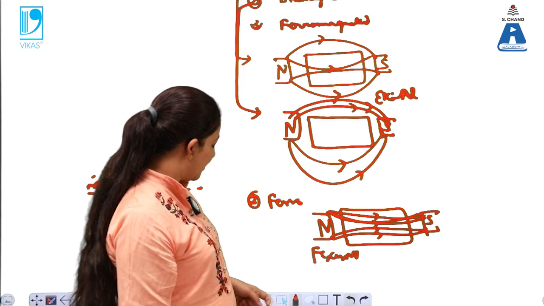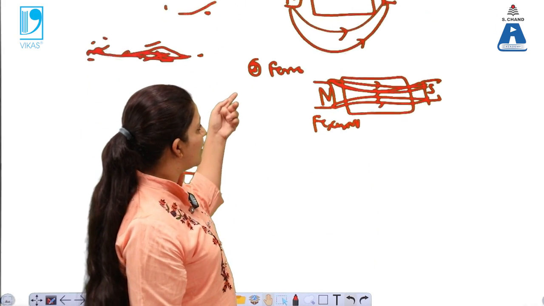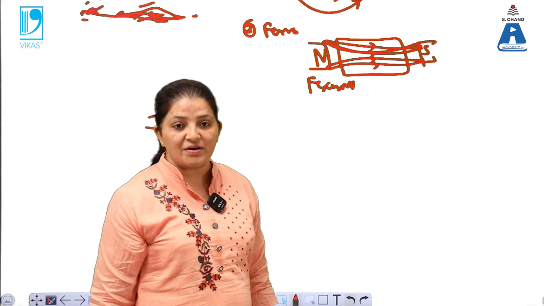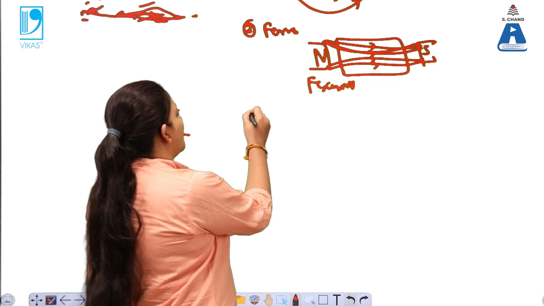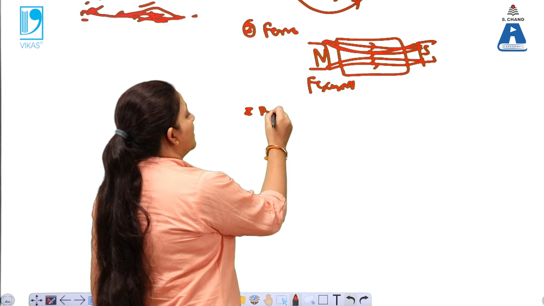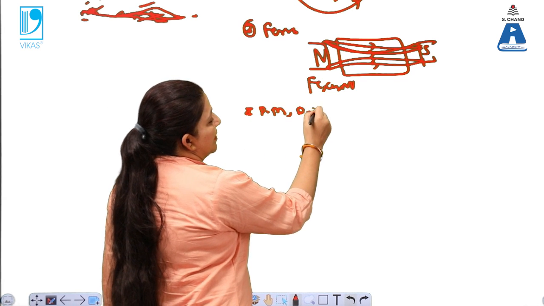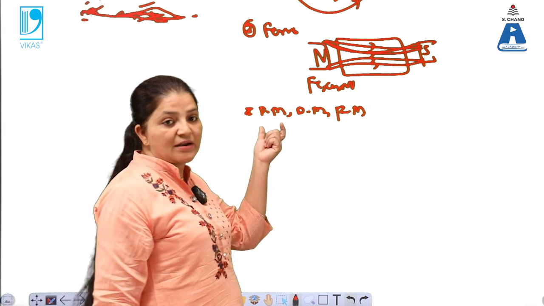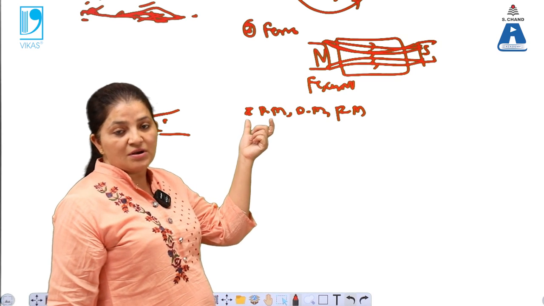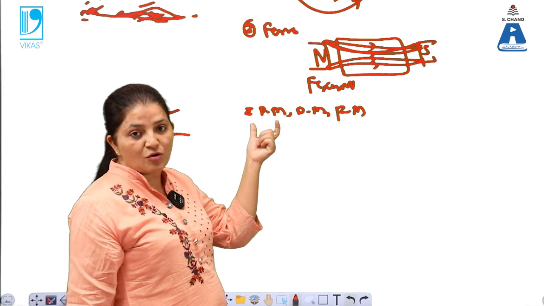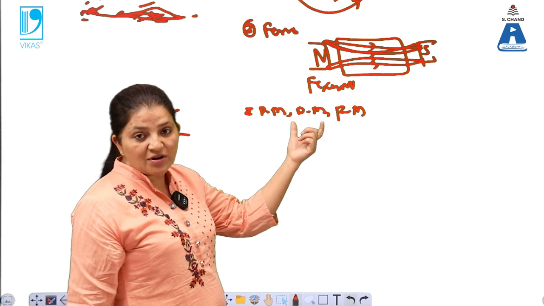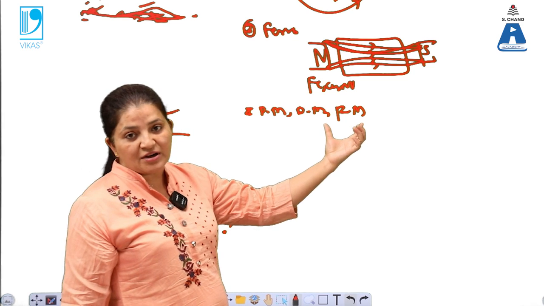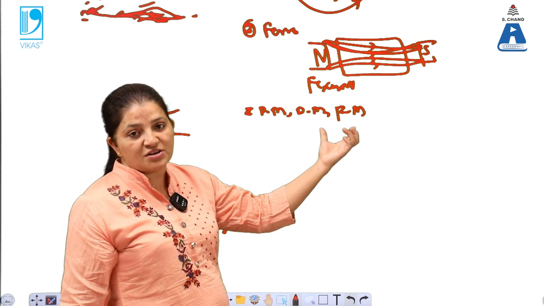So we have read here the three types of materials. One is the paramagnetic material, the second one is the diamagnetic material and the third one is the ferromagnetic material. In paramagnetic materials, some of the lines of force can cross the material. In diamagnetic materials, all the magnetic lines of force are repelled by the material, while in ferromagnetic materials all the lines of force are crossing the material.